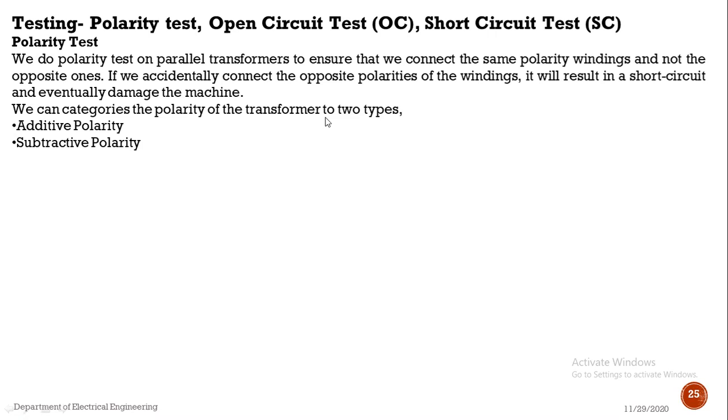Of these, we already know about two tests, that is the OC test and the SC test.